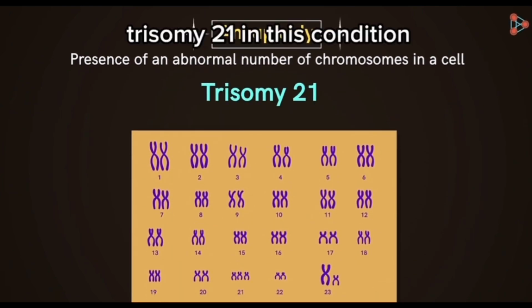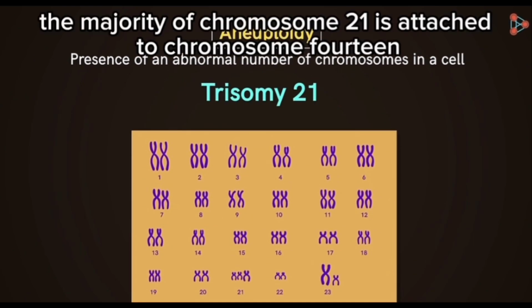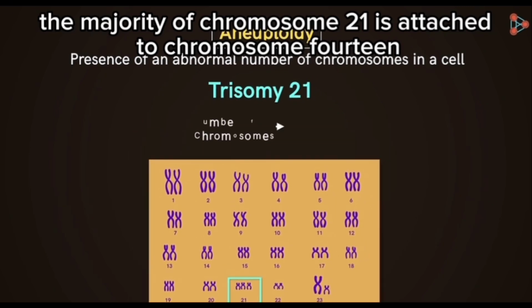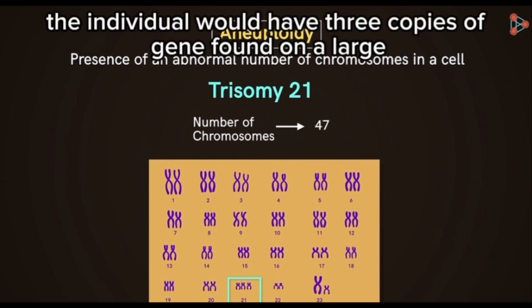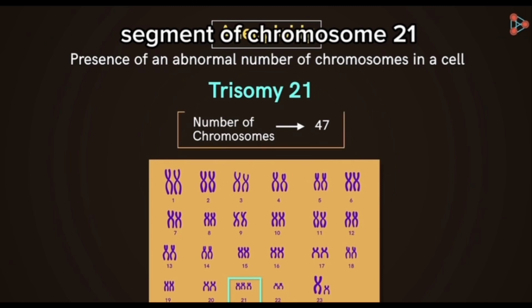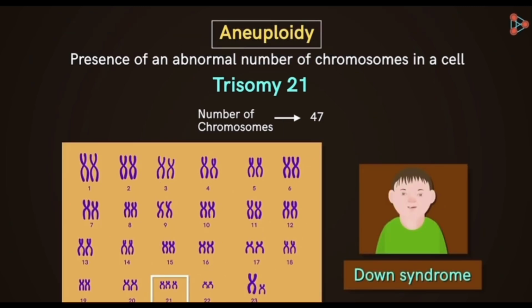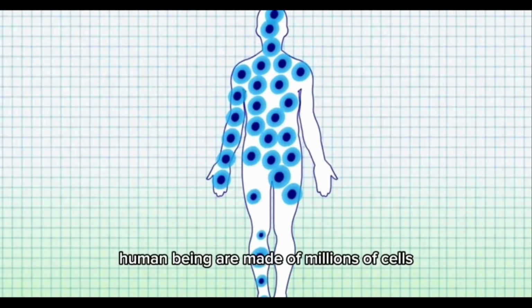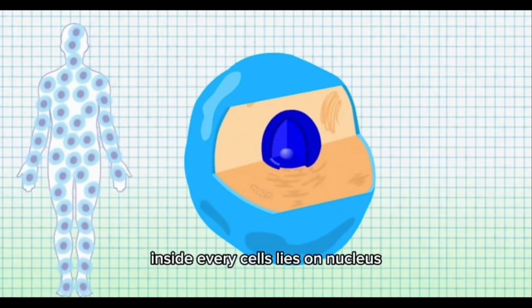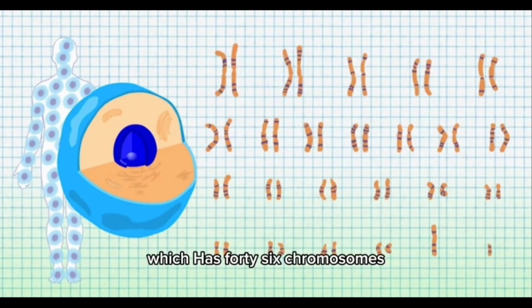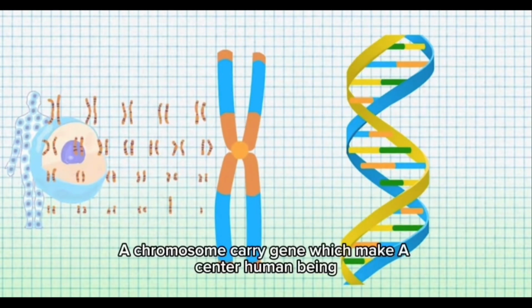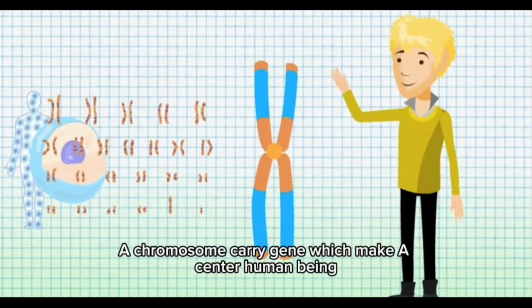Trisomy 21. In this condition, the majority of chromosome 21 is attached to chromosome 14. The individual would have 3 copies of genes found on a large segment of chromosome 21. Therefore, they exhibit the characteristics of Down syndrome. Human beings are made of millions of cells. Inside every cell lies a nucleus which has 46 chromosomes. A chromosome carries genes which make a human being.